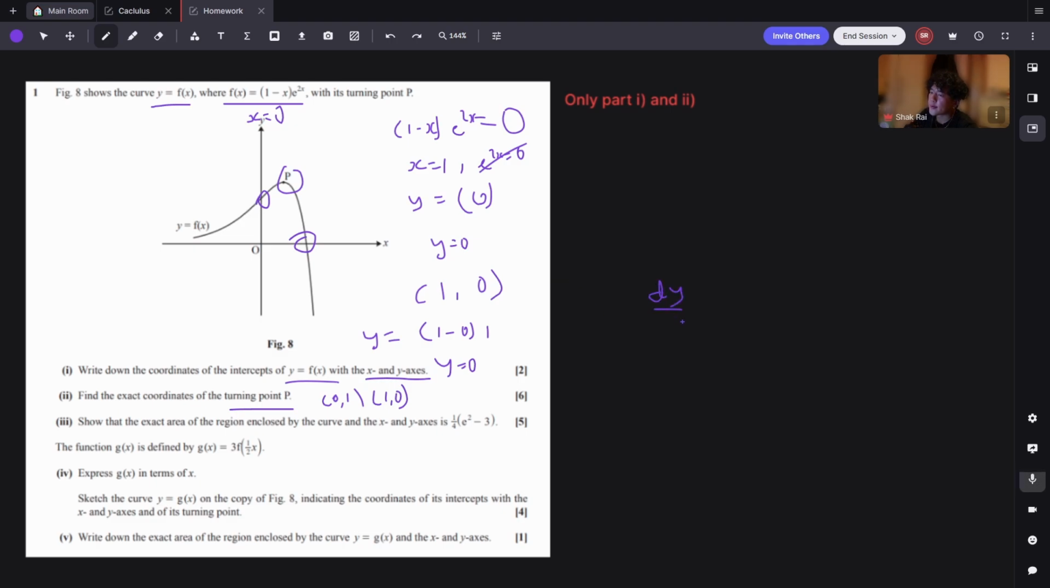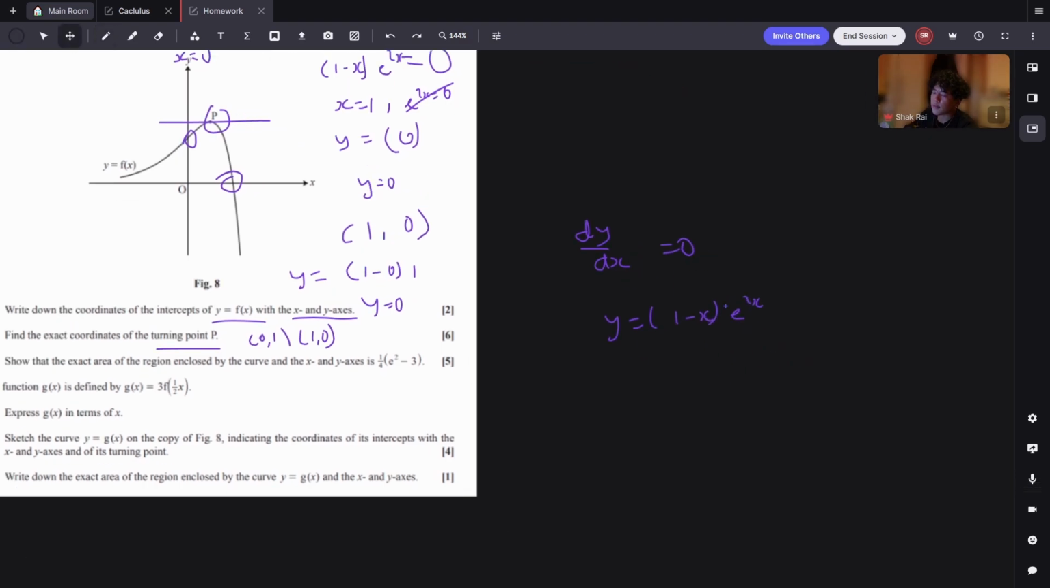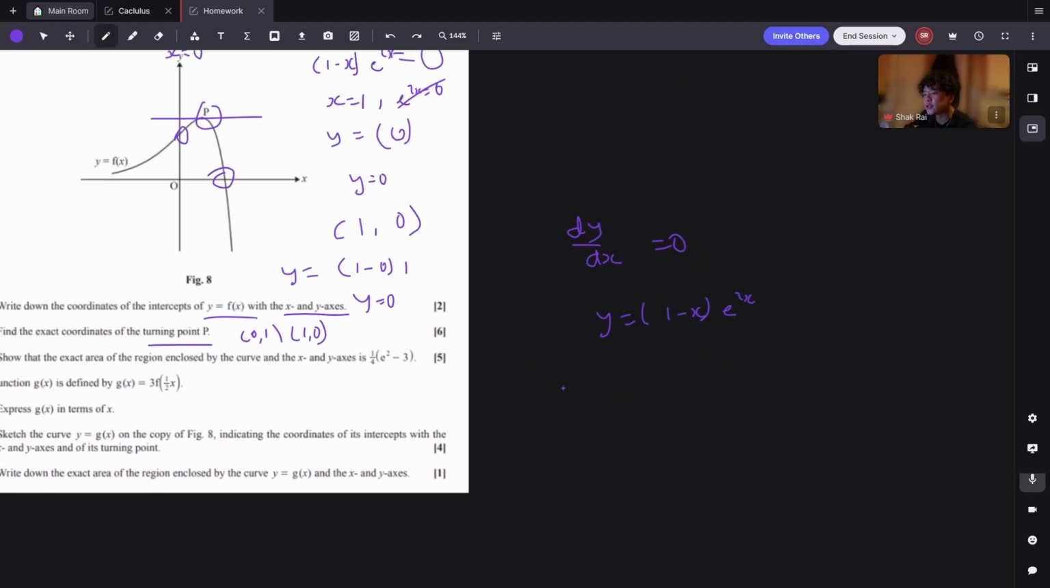So dy by dx, we need to find when this equals 0, because a turning point is when the curve changes direction, and at that point the gradient, as you can see, is 0. So we need to find the exact coordinates of the turning point. So to begin with, what is y? y equals (1 minus x) e to the power of 2x. So here we need to differentiate this. And as you can tell, there are two things being multiplied together, and there's also the chain rule in that sense.